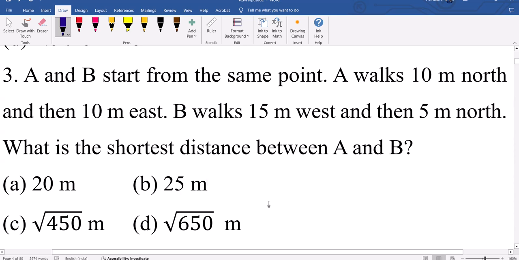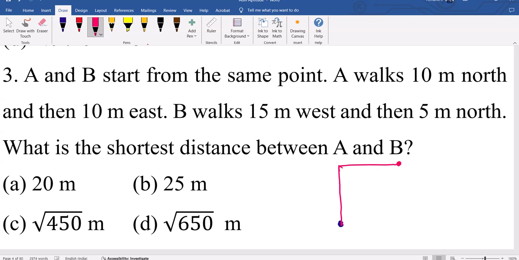A and B start from the same point. Okay, let's say they started from this point. A walks towards north 10 meters, then east. So A is at this point right now. What about B? This is 10 and 10. B is 15 west, 5 north. B is at this point.